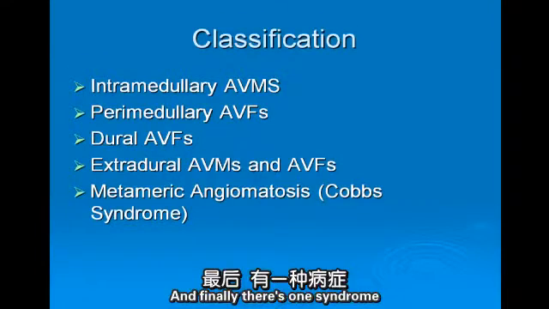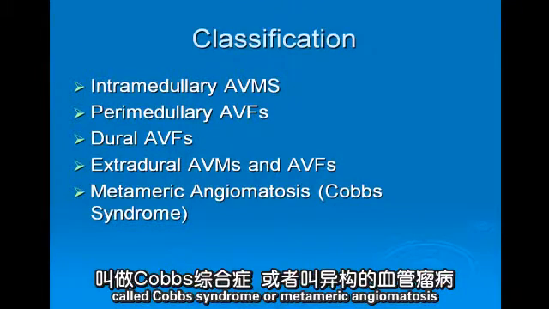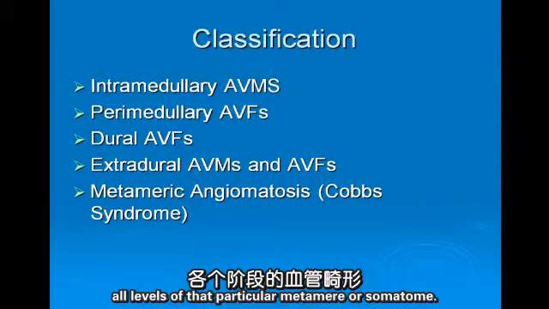And finally, there is one syndrome called Cobb syndrome or metameric angiomatosis, where there's a vascular malformation involving all levels of that particular metamere or somatome.